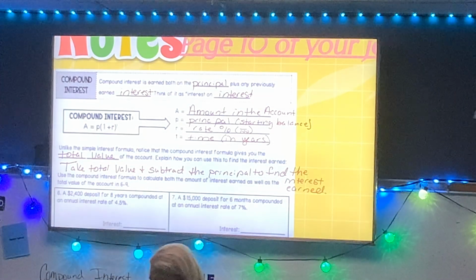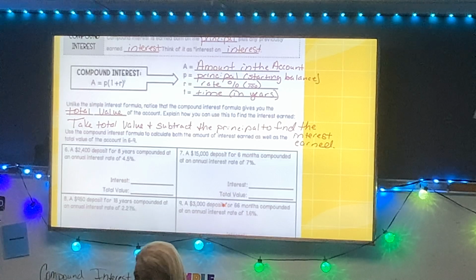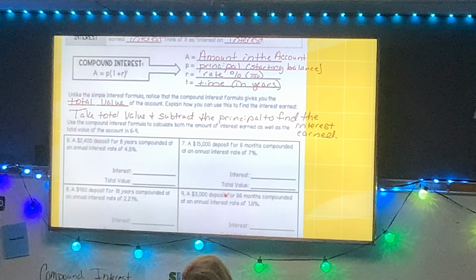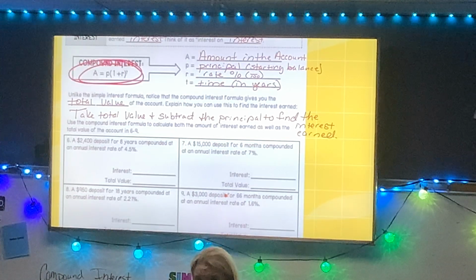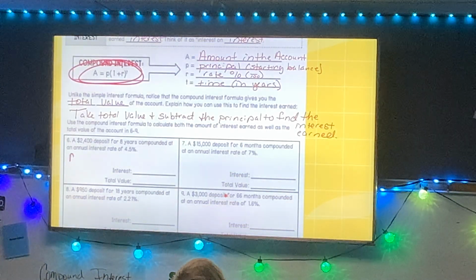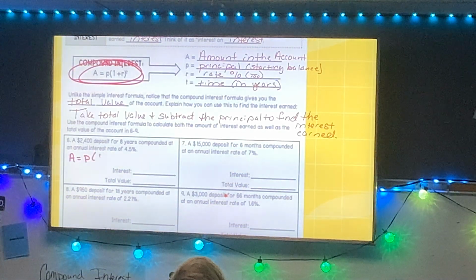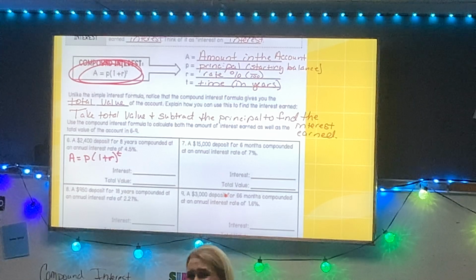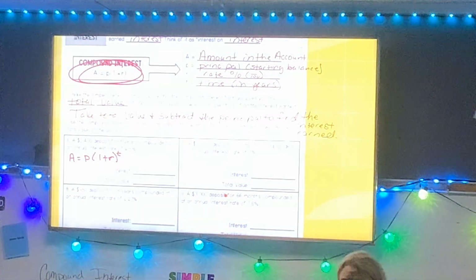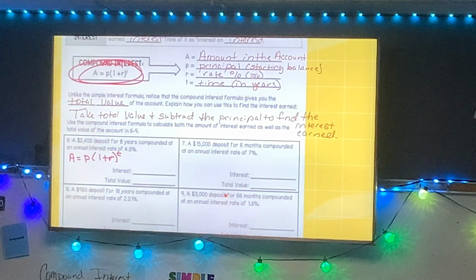So you're going to see the first thing we always do is we write our equation. Remember, you're not going to have to memorize that formula. There's your formula. You'll have a formula chart or I'll have it written on the board. So we have A equals P times (1 plus R), and notice that your T is an exponent in the air.